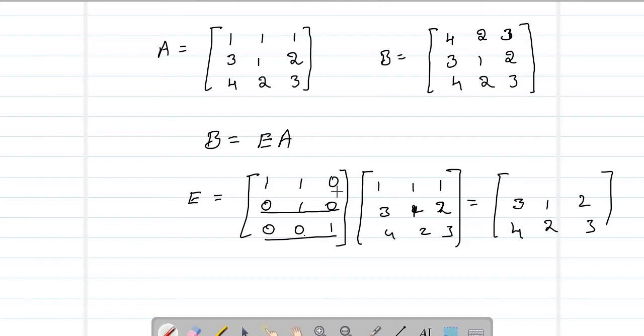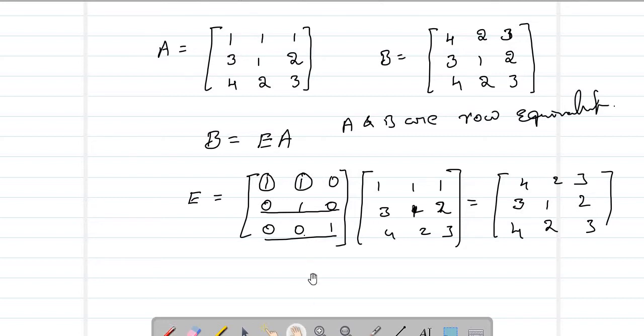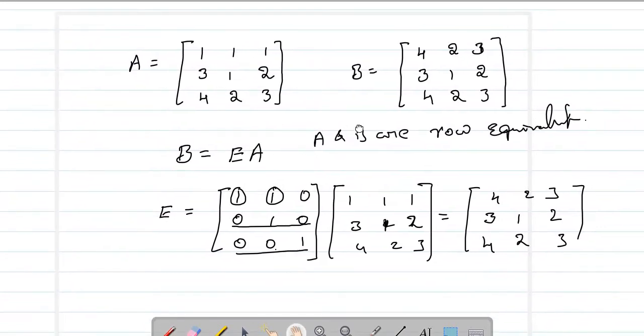But when it comes to the first row, what happens? The first row and the second row will be added: 1 times the first row plus 1 times the second row plus 0 times the third row. So I exactly get (4, 2, 3). So row operations can be denoted with these elementary matrices. After making some row operations, I'm able to find B from A. Therefore, we say that A and B are row equivalent.